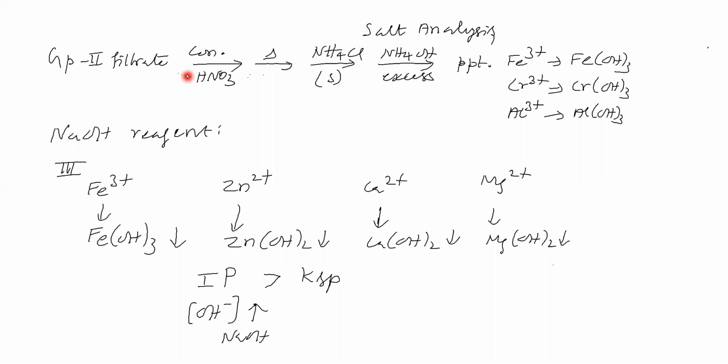What is the necessity of ammonium chloride? Why add ammonium chloride? Ammonium hydroxide is necessary in order to precipitate as hydroxide. But what is the necessity of ammonium chloride? Now we have to see why to add ammonium chloride.